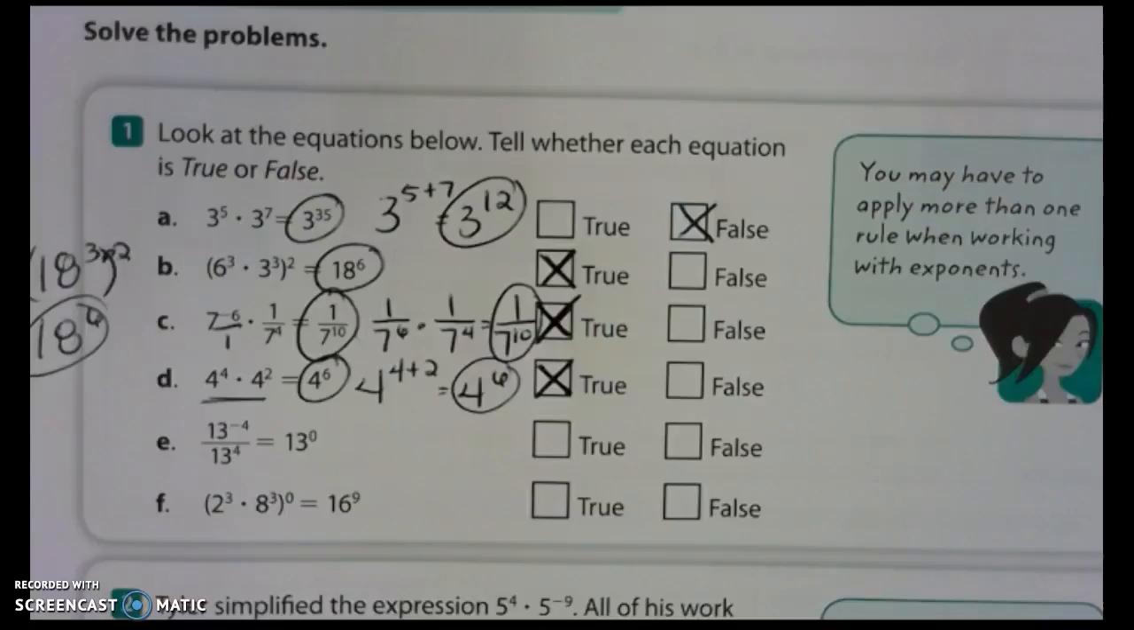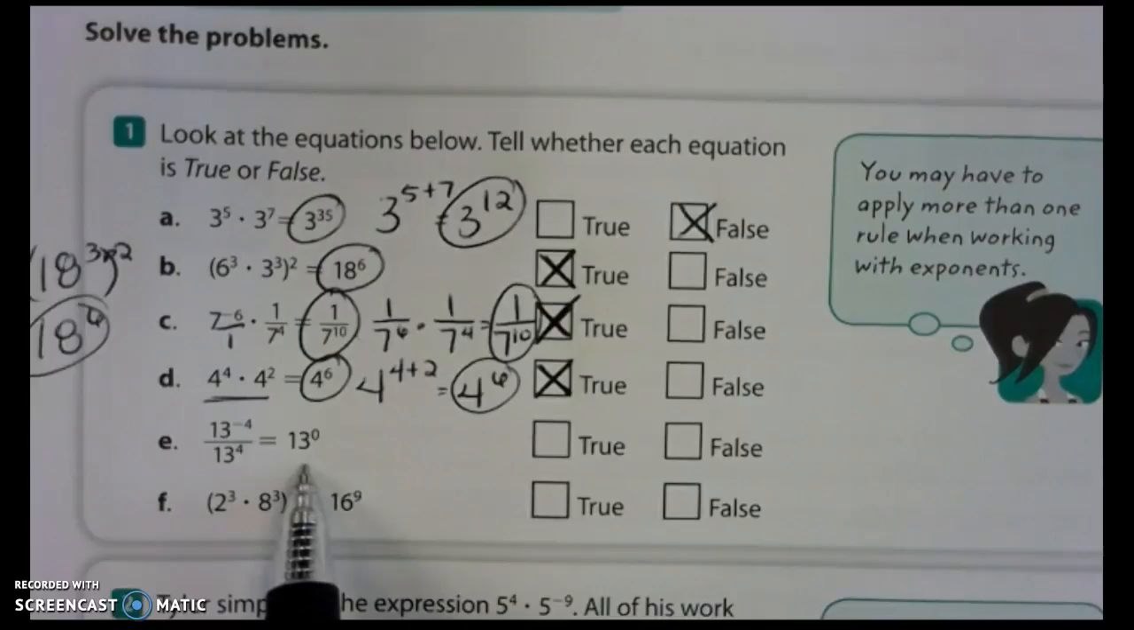On E, you've got 13 to the negative 4 divided by 13 to the positive 4, and they want to know if it is equal to 13 to the 0. I know that your instincts are telling you negative 4 and positive 4 makes 0, but that is not true. 13 to the 0 is in simplest form.